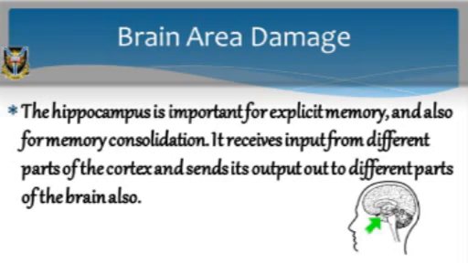The hippocampus receives inputs from different parts of the cortex and sends its outputs out to different parts of the brain also. The input comes from secondary and tertiary sensory areas that have processed the information a lot already. Hippocampal damage may also cause memory loss and problems with memory storage.